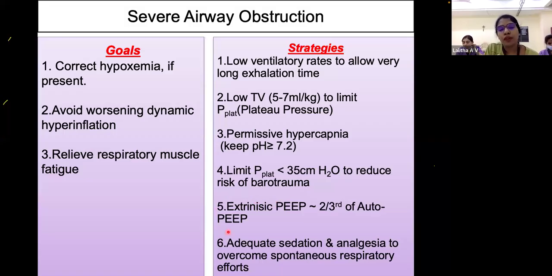So remember, when you are setting PEEP in a child with lower airway obstruction, it should be 2/3 of the auto PEEP.